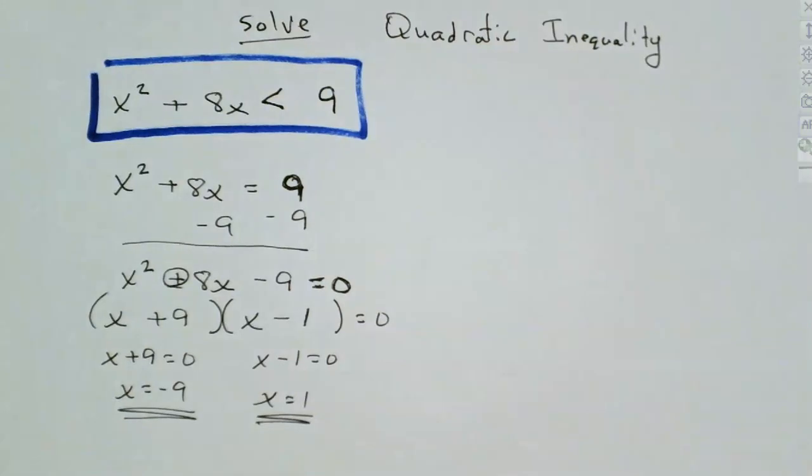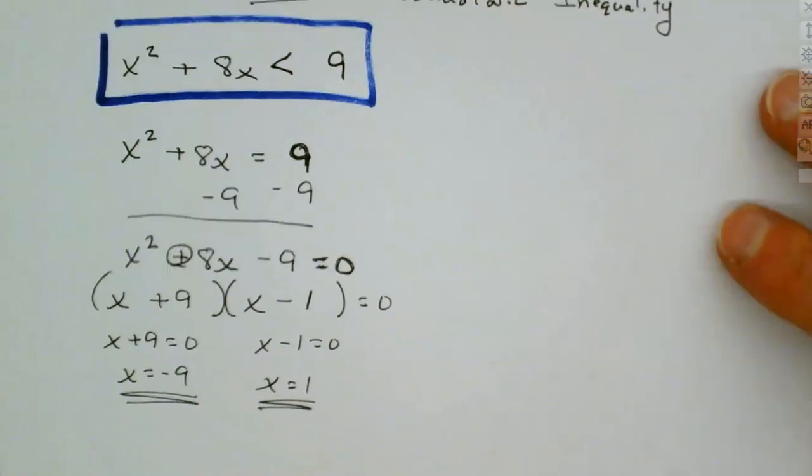How is this one going to be different? Well, this is an inequality. If it was an equal sign, we would be done. But this one is not. This is an inequality. So what we're going to do is put these on our number line, and then we're going to make regions, and we're going to check a number in each region to see if it's true or if it's false.